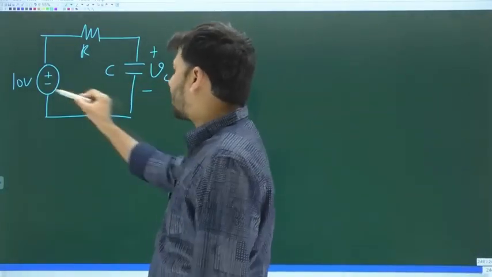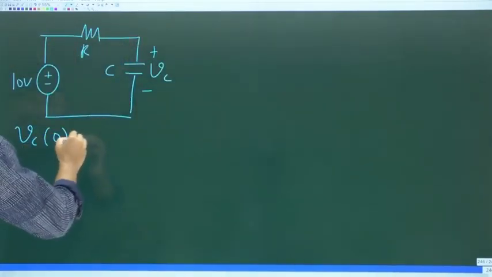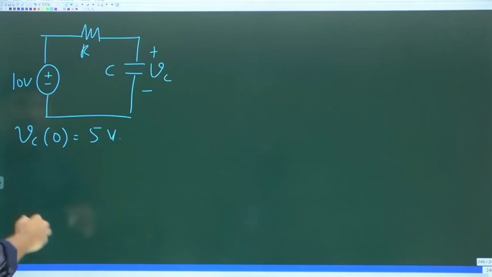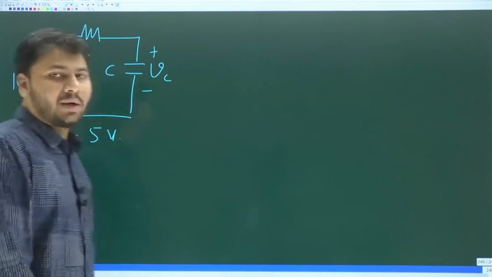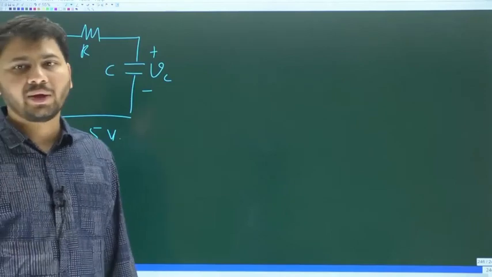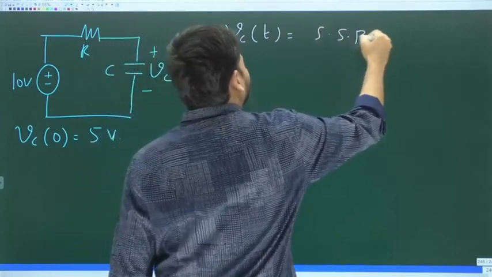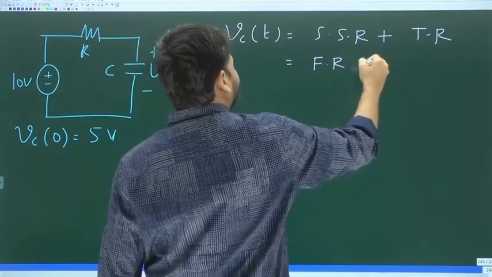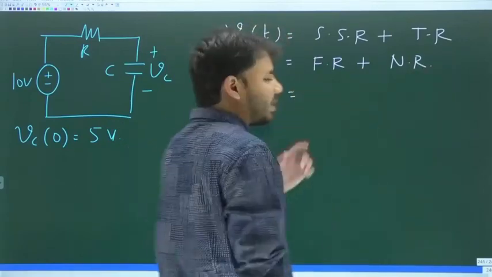Once again, an RC circuit driven by a 10 volt source. Just like in the previous example, Vc of 0 is 5. So it is a first order circuit. For a first order circuit, the natural response will consist of only one decaying exponential. In fact, Vc of t will be the steady state response plus the transient response. The steady state response is also called the forced response, and the transient response is also called the natural response.